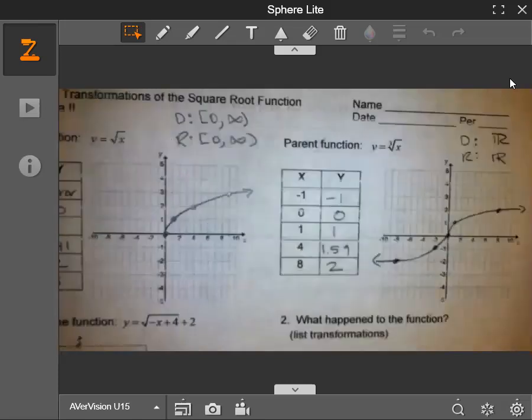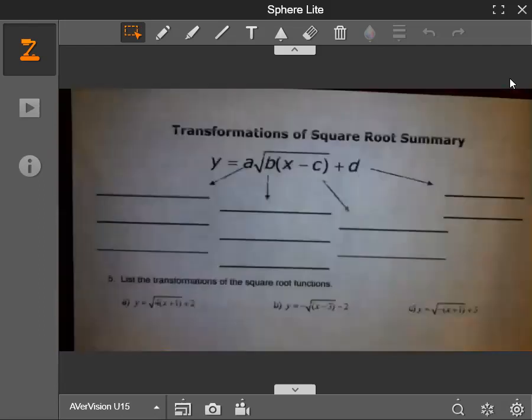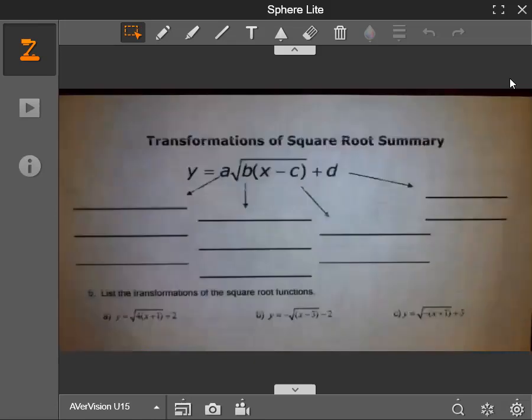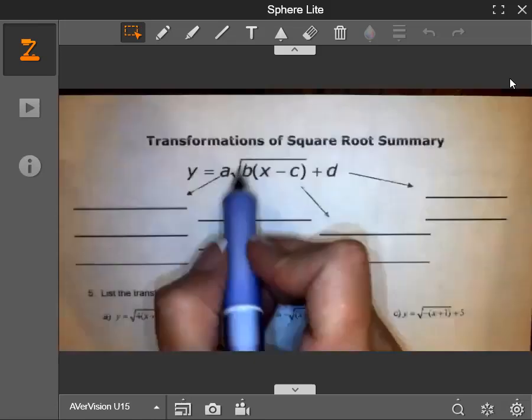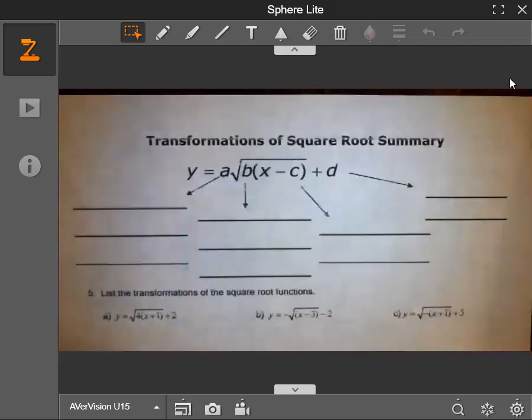Remember, transformations are the same on every single function we deal with all year. So the only thing that's changing is the operation, in this case the square root. That's our operation on this function, so that's the only thing that's changing. That A, B, C, and D are doing exactly the same thing they've done for all of the functions we've dealt with all year. But we'll go ahead and review those before we get started.